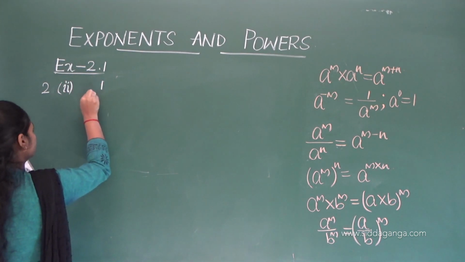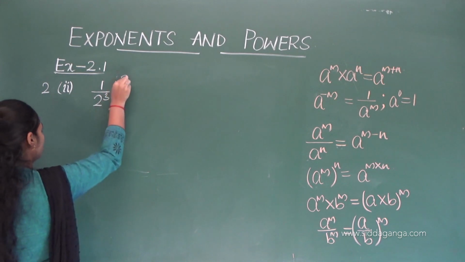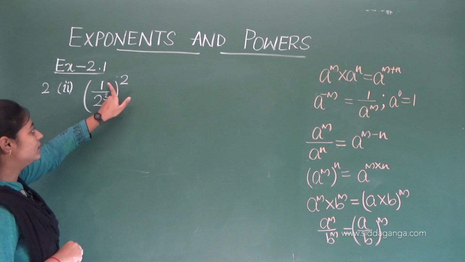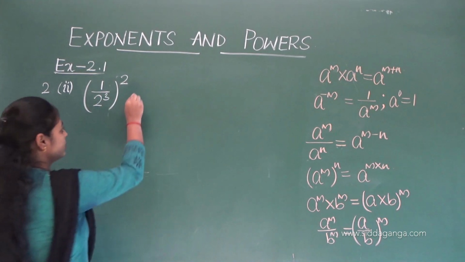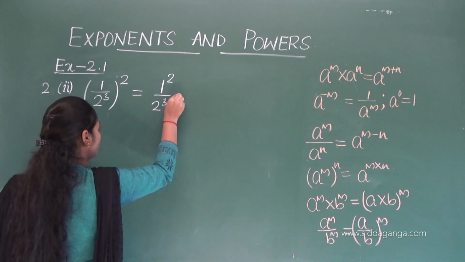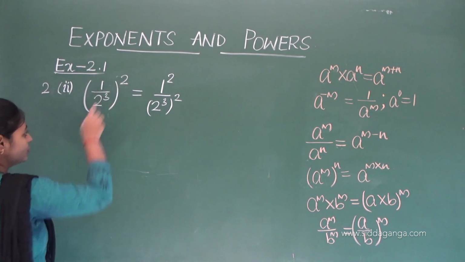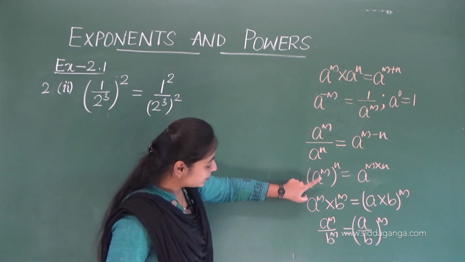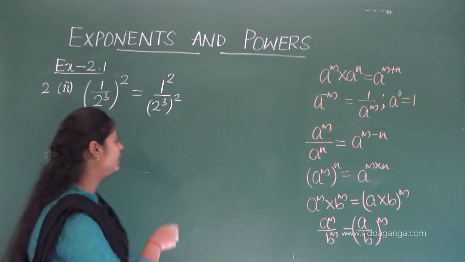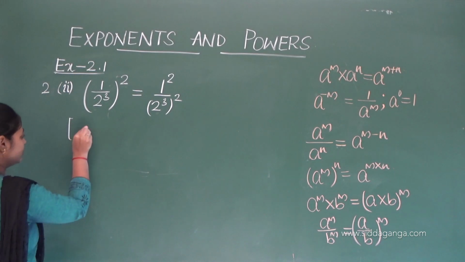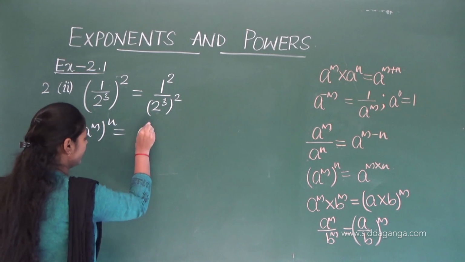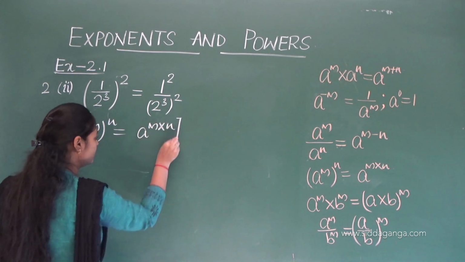Second one, 1 divided by 2 cube whole square. So this square applies to both the numerator and the denominator. So you can write it as 1 square divided by 2 cube whole square. 1 square by 2 cube whole square. a to the power of m whole to the power of n is equal to a raised to the power of m into n. So you apply it to the denominator. a raised to m whole raised to n is equal to a raised to the power of m into n.